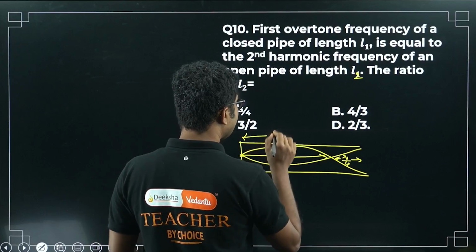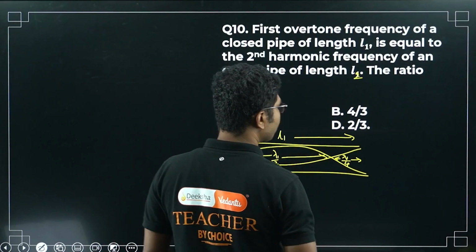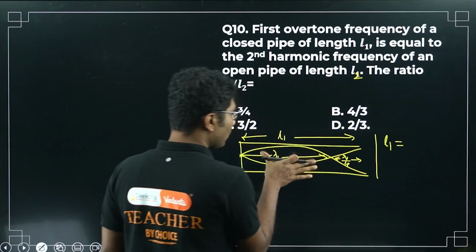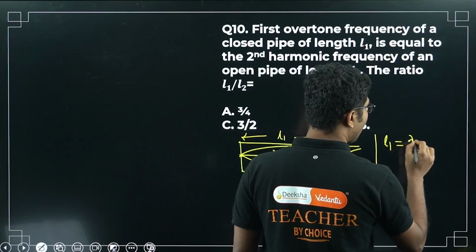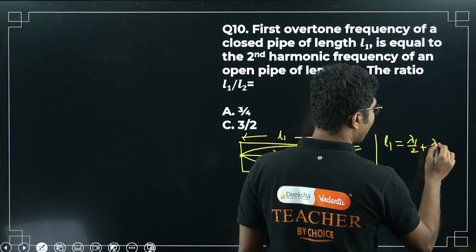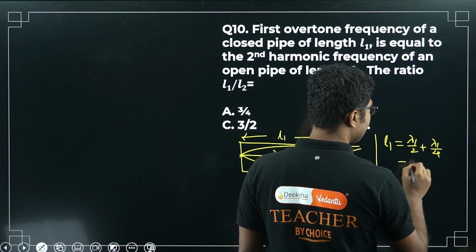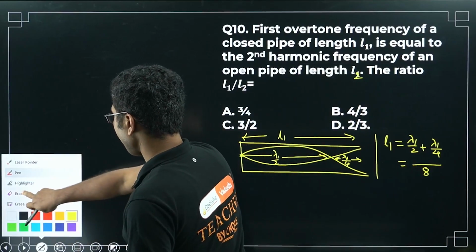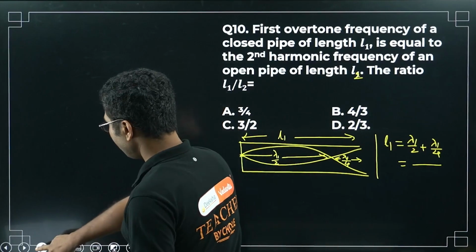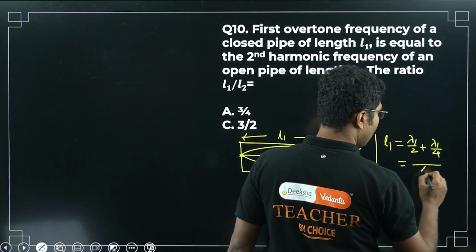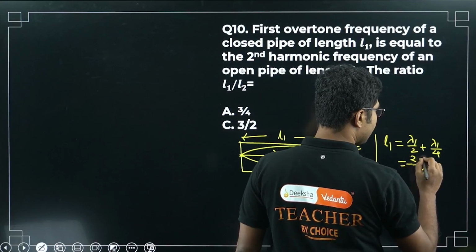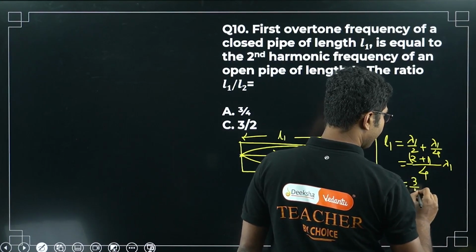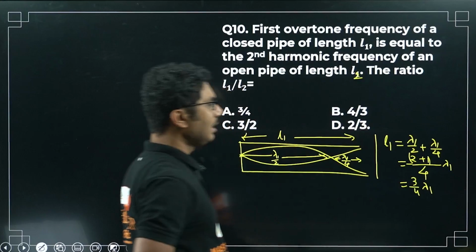Now the length given here is L1. So this L1 should be equal to these wavelengths, right? So lambda 1 by 2 plus lambda 1 by 4. 2 and 4, the LCM is 4, so it will be 2 plus 1, that is 3 by 4 lambda 1. So this is the closed pipe.